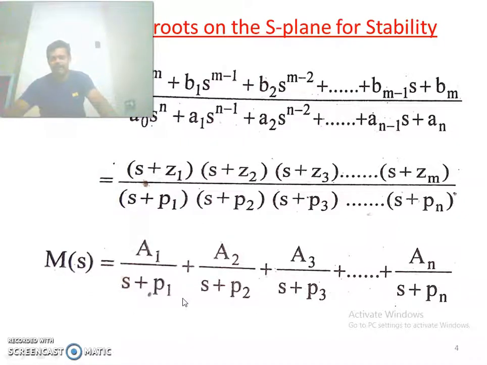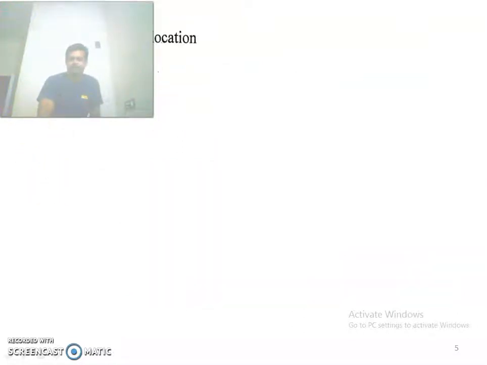So M of s can be written as a1 divided by s plus p1, plus a2 divided by s plus p2, plus a3 divided by s plus p3, up to an divided by s plus pn.